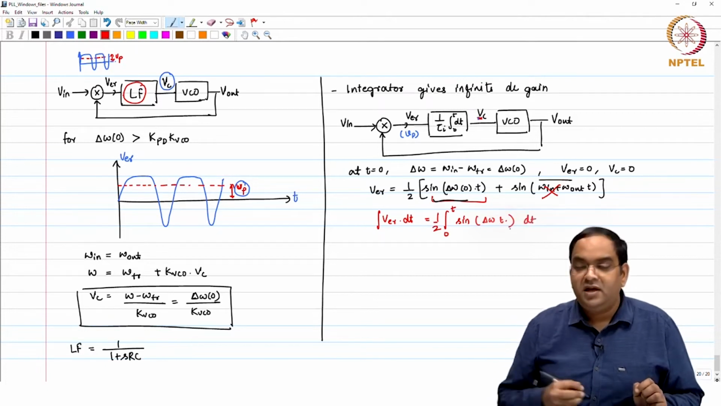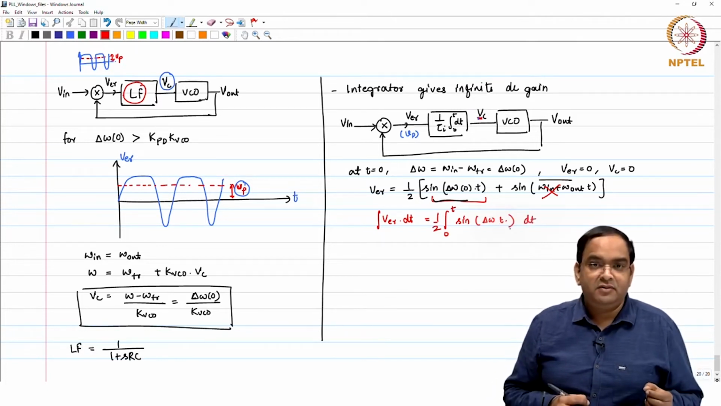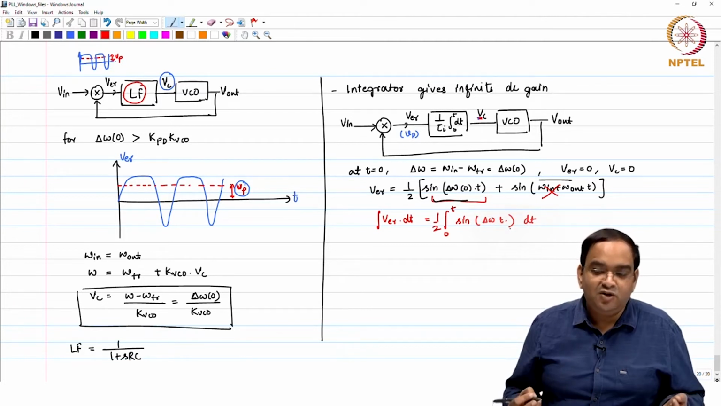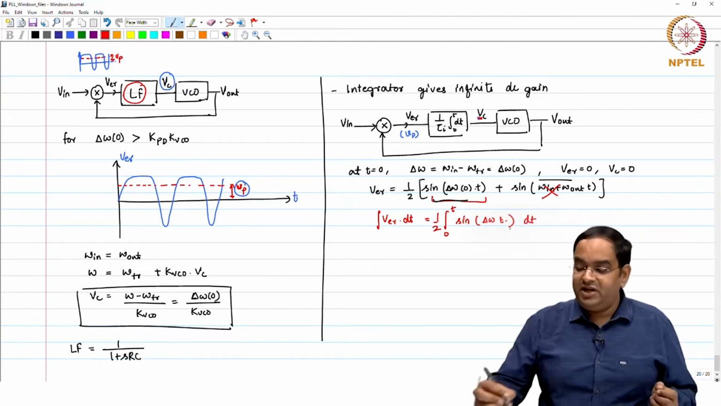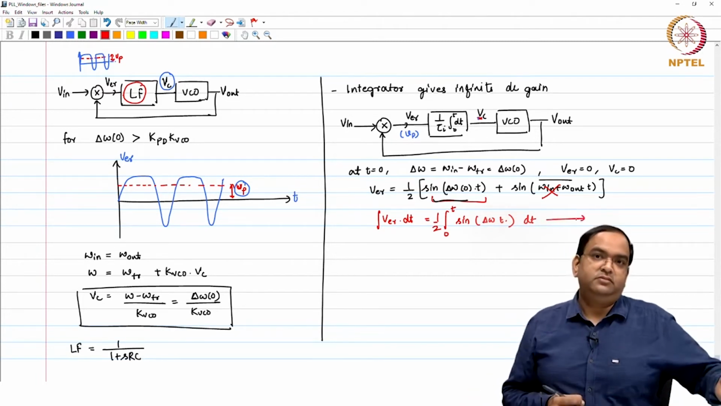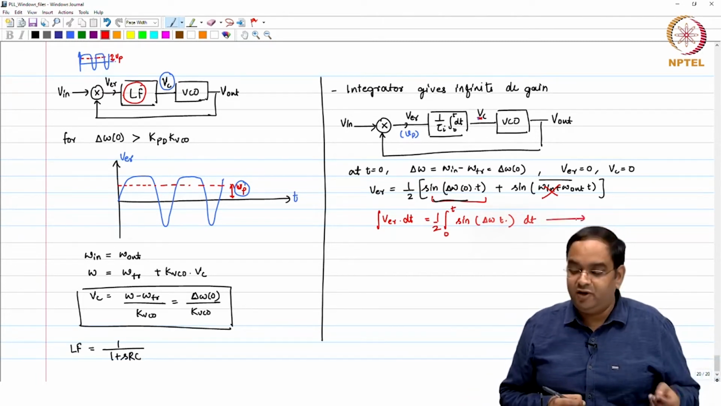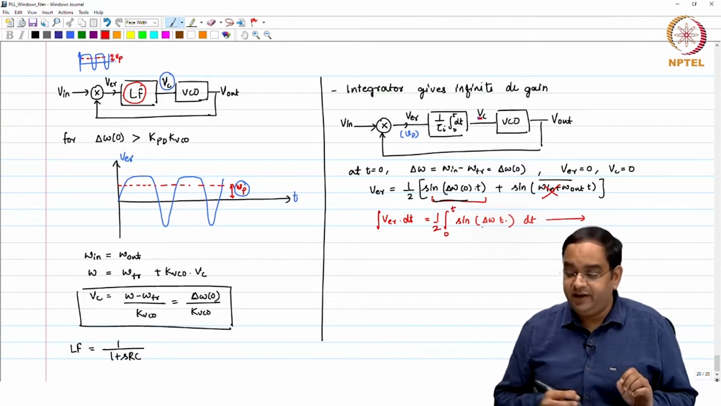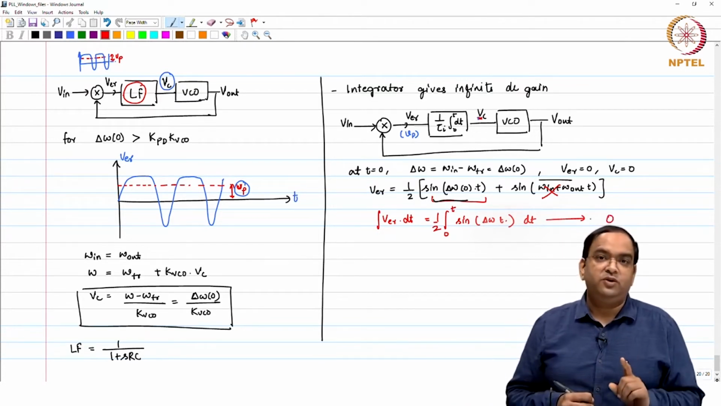Right. If you integrate a sine wave with a DC value of 0, the average of this integration over an integral number of periods of the frequency error is going to be 0.